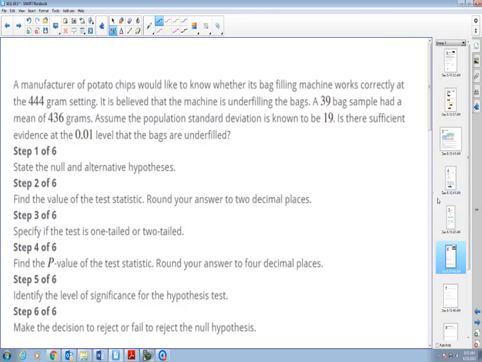All right, let's try this. Remember, for this objective we are testing for the population mean where sigma is known. A manufacturer of potato chips would like to know whether its bag filling machine works correctly at the 444 gram setting. It is believed that the machine is underfilling the bags. A sample of 39 bags had a mean of 436. Assuming the population standard deviation is known to be 19, is there sufficient evidence at the 0.01 level that the bags are underfilled?